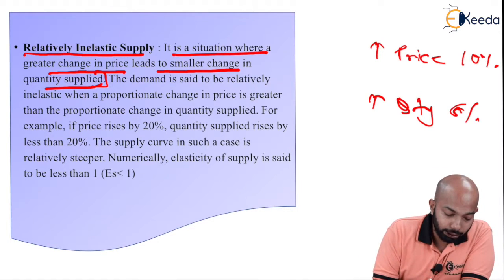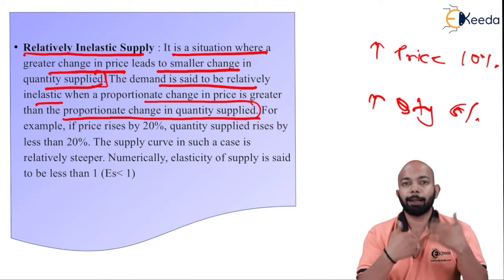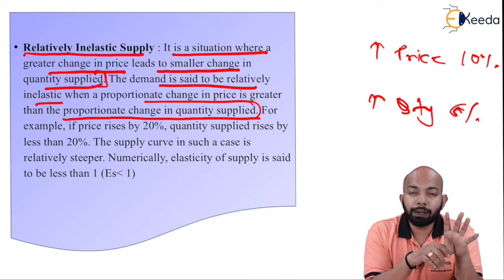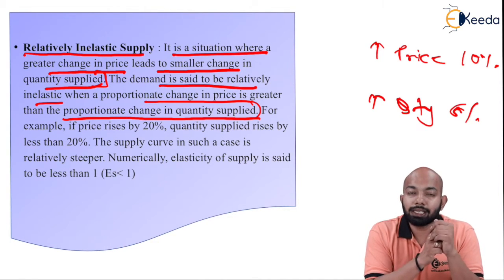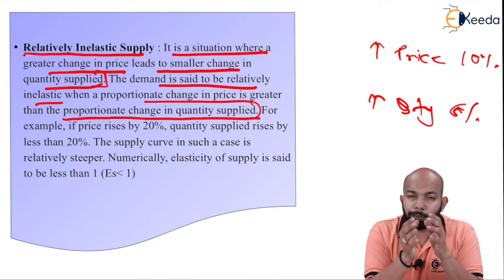Supply is said to be relatively inelastic when the proportionate change in the price is greater than the proportionate change in the quantity supplied. So whatever quantity I am supplying, it is less than the proportionate change in the price. For example, if the price of the commodity is increased by 10%, the quantity supplied will be less than that proportion. It will be less than 5%.